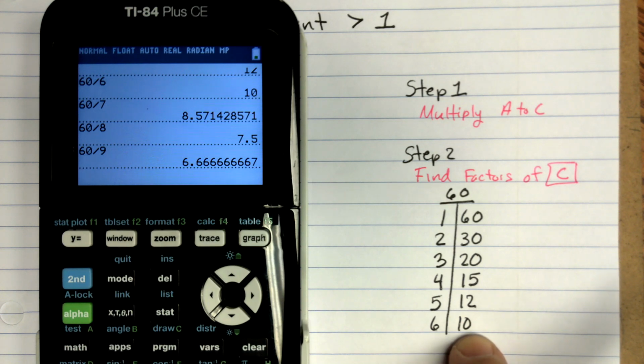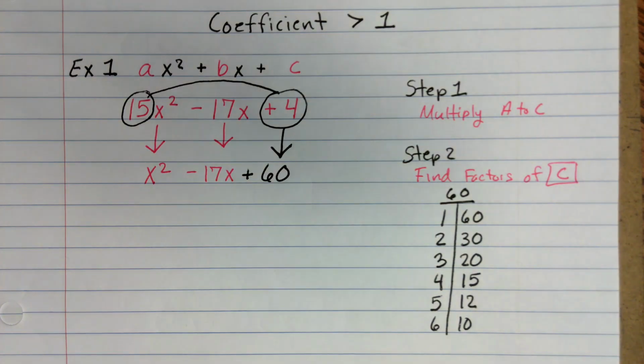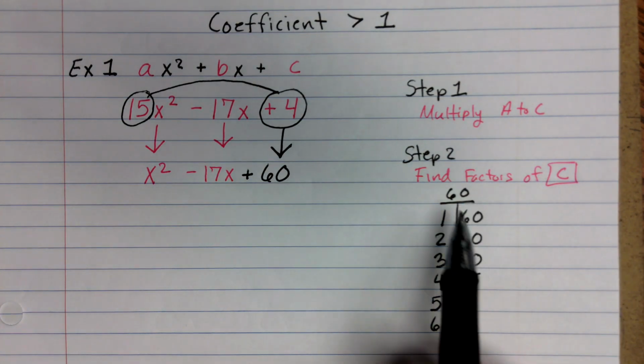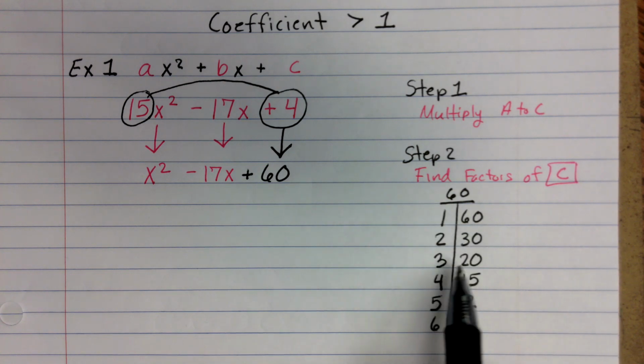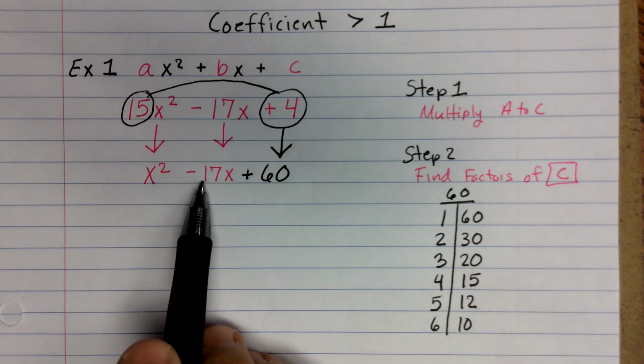Because once you reach the number on the right side, you've already got those factors, right? Because from this point, it's just 10, 12, 15, 20, 30, and 60. Now, these are all the factors of 60. In other words, these are all the sets of numbers that you can multiply to get 60. And so what we have to do is now go to step 3 and see what two numbers we can combine to get 17.